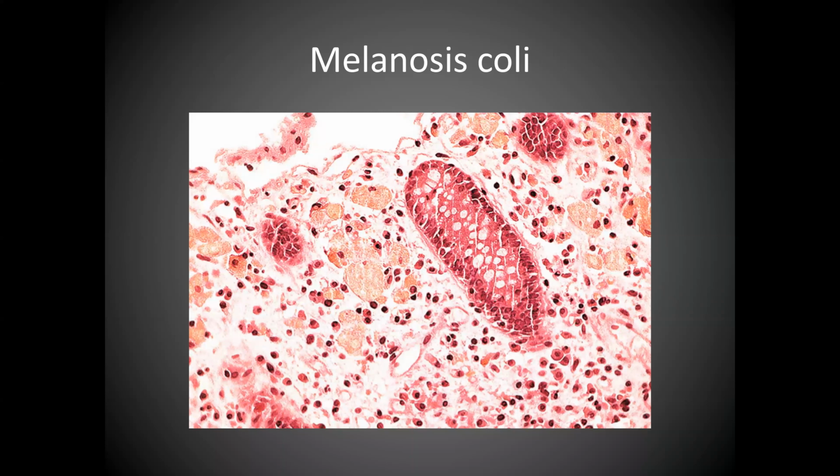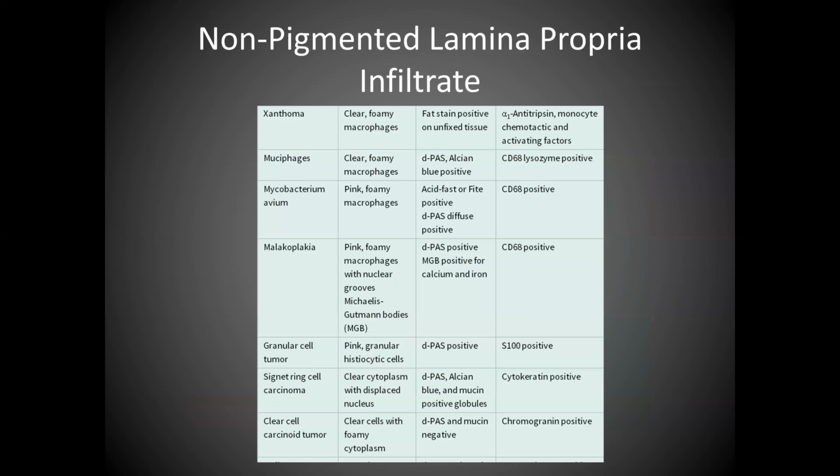So here's a nice example of melanosis coli. This is not an H&E stain, but you can see the brownish pigment here in the lamina propria macrophages. Other things in the lamina propria that you might encounter: xanthoma cells, mucophages, histiocytes with mycobacterium, atypical mycobacterium, especially in susceptible individuals. Malakoplakia occasionally can involve the GI tract. Granular cell tumor, more common more proximally, but rarely has been seen further on. Signet ring cell carcinomas and clear cell carcinoid tumors are also rarely seen in this situation.